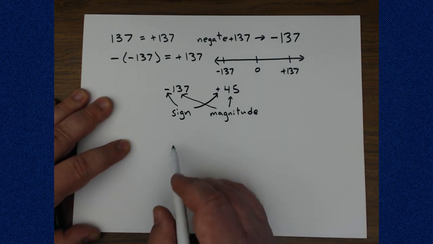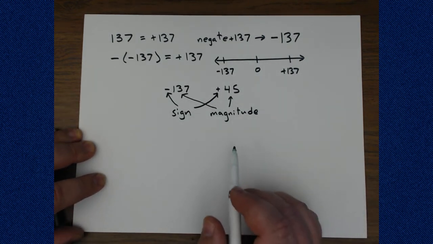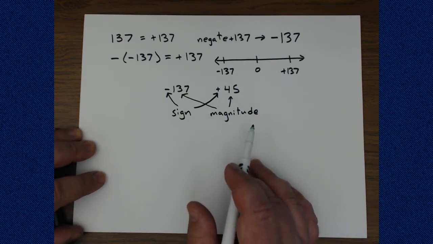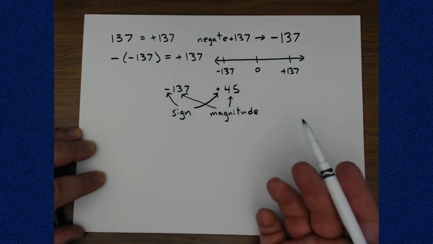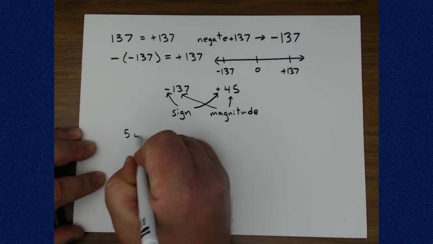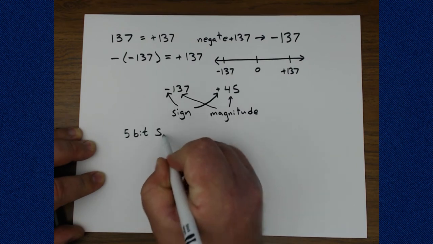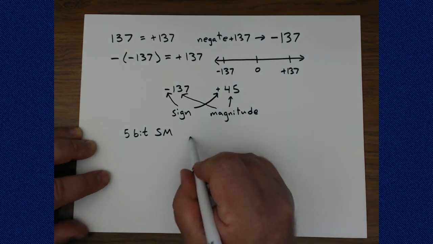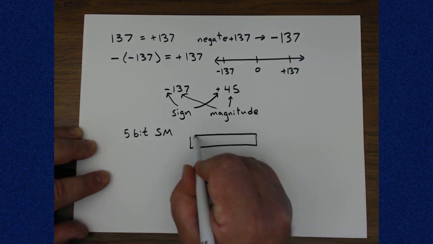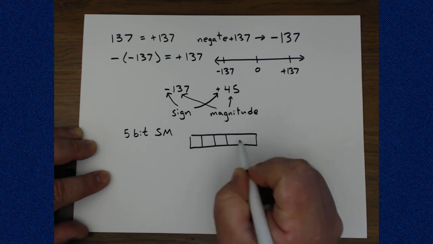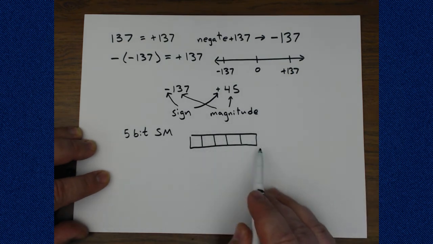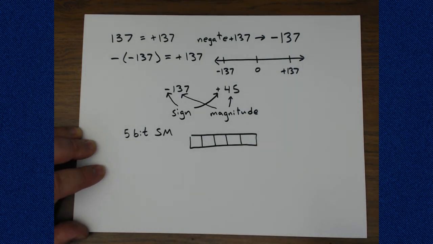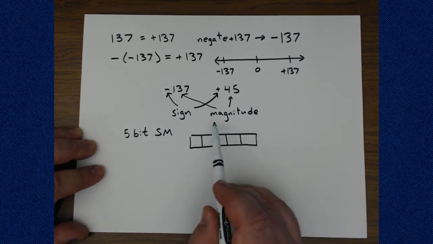Now when we go to a digital computer, the only thing that we really need to add to this conceptually is some limit to the representational size. So let's say we have a 5-bit signed magnitude representation going on. That means we have 5 bits, like this. And we must have some portion of this represent the sign, and some portion of it represent the magnitude.